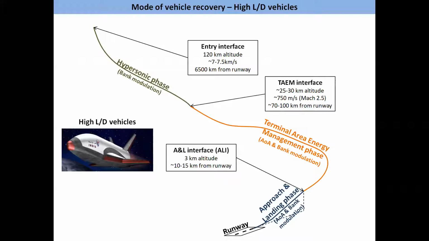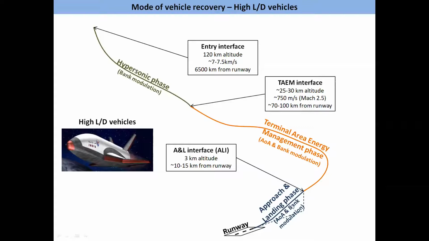So if you consider high LBD vehicles, there are three phases in the entry trajectory of high LBD vehicles. First is the hypersonic phase where you have bank angle modulation alone. By the time you reach around 25 kilometer altitude at Mach 2.5, you are around 70 to 100 kilometers from the runway, from where you start the terminal area energy management phase. So this is the phase where your entry vehicle behaves like an airplane. So here what you do is you change the heading of the vehicle, align it to the runway, and bring it behind the runway and reduce its velocity, its energy sufficiently so that it can go in and land into the runway very comfortably.